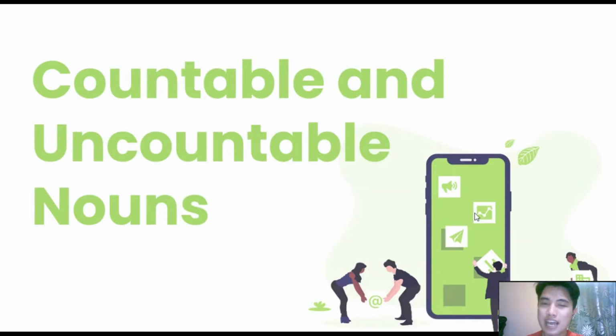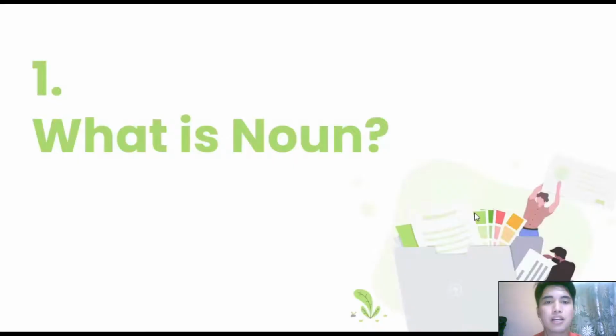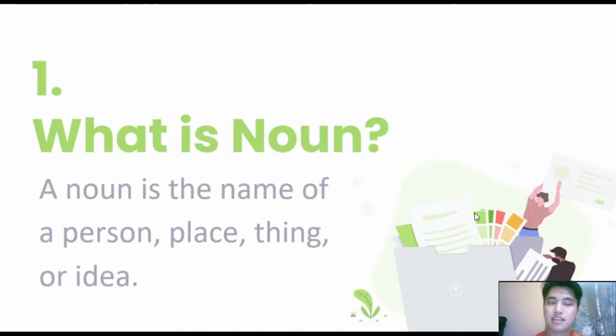Okay, good afternoon, class. Our topic for today is countable and uncountable nouns. But before we jump into that, let's have a quick recap on what a noun is. Can someone tell me what is a noun? Okay. Yeah, indeed. Jen is right. A noun is the name of a person, place, thing, or an idea.